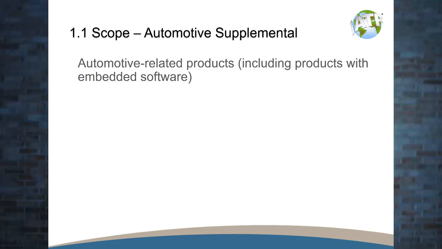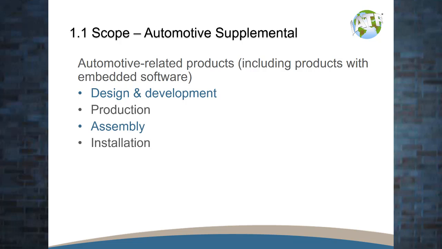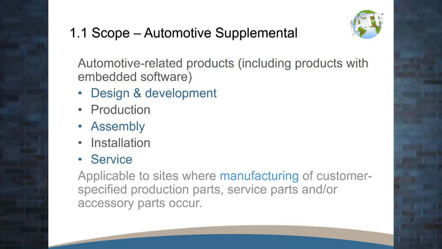Clause 1.1, Scope, automotive supplemental. So we're getting into some of the setting of the stage for the IATF standard. You see in the scope there, automotive-related products, including products with embedded software. That is the new scope of IATF 16949, including design and development, production, assembly, installation, service, and applicable to sites where manufacturing of customer-specified production parts, service parts, and/or accessory parts occur.